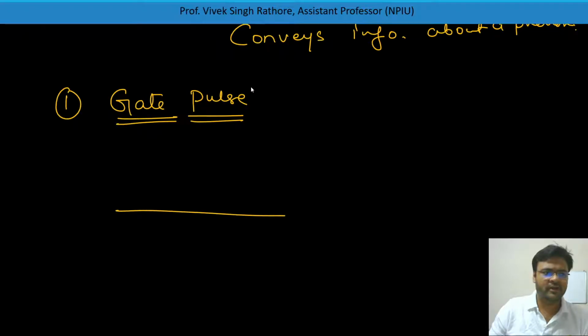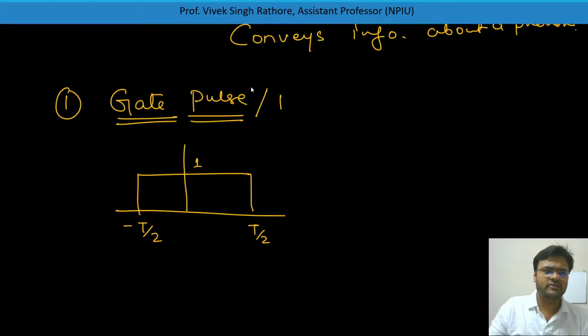This is represented like this, and from this point to this point, let's suppose this point is minus T by 2 and this point is T by 2. Let the magnitude be 1. This is also called a rectangular pulse.